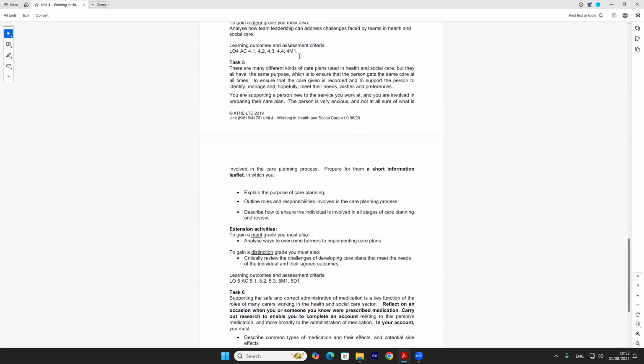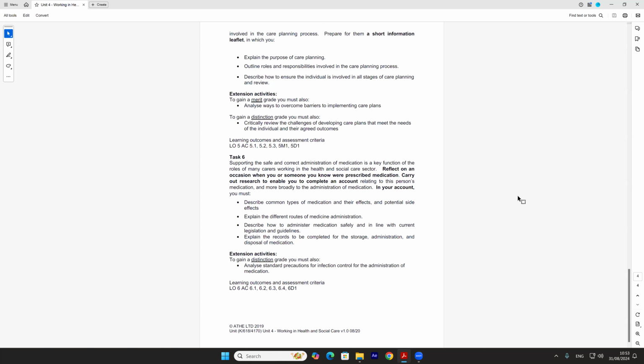So now if we discuss the task 6, it's about safe administration of medication. So you will focus on the safe administration of medication, which is another key responsibility in health and social care, and reflect on your experiences or conduct research to cover the following points. So first we have common types of medication and their effects.